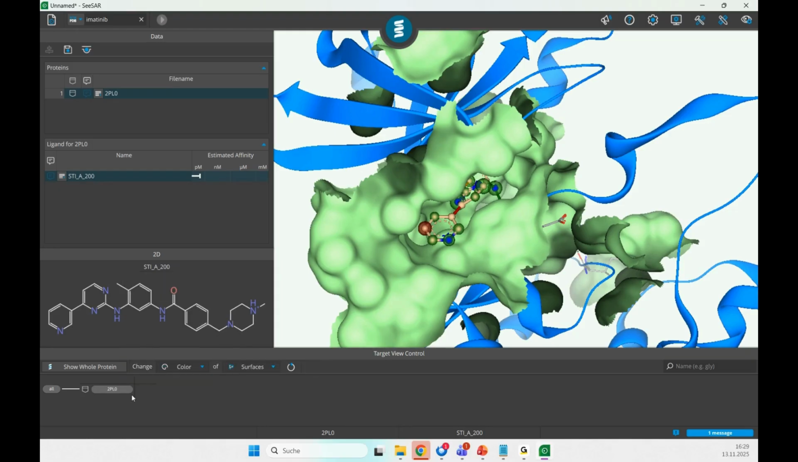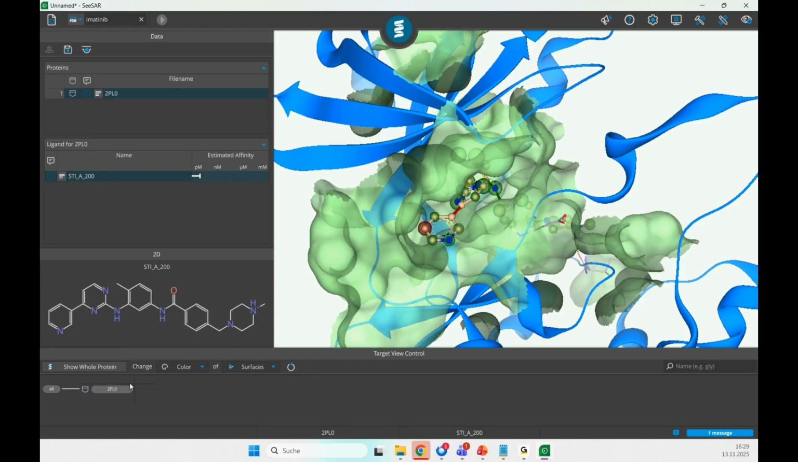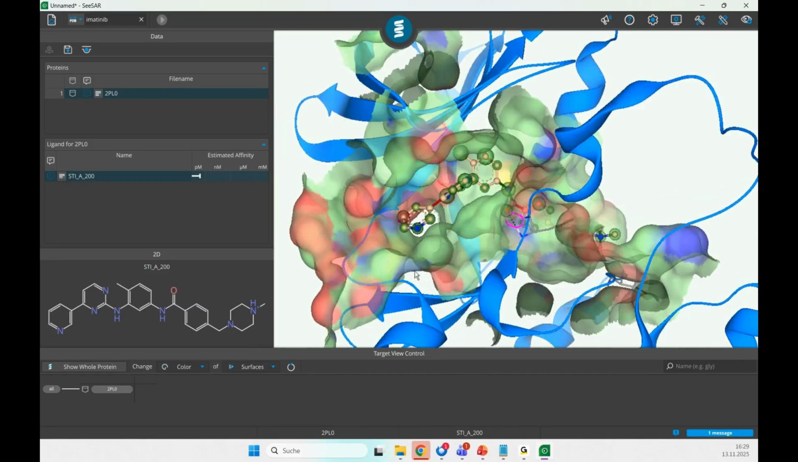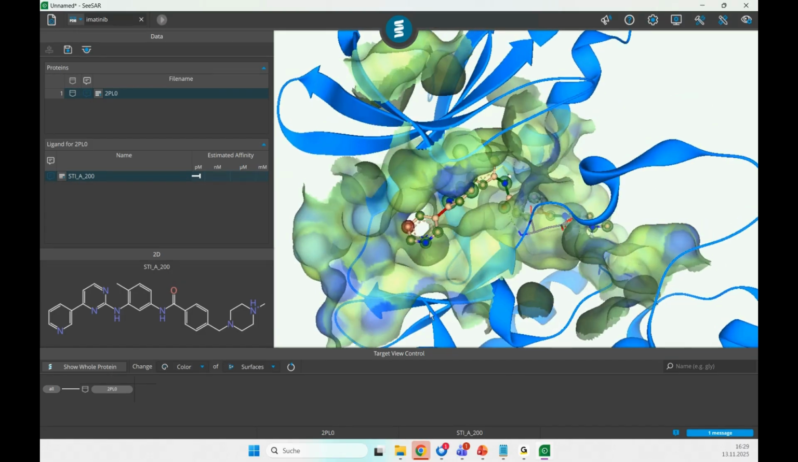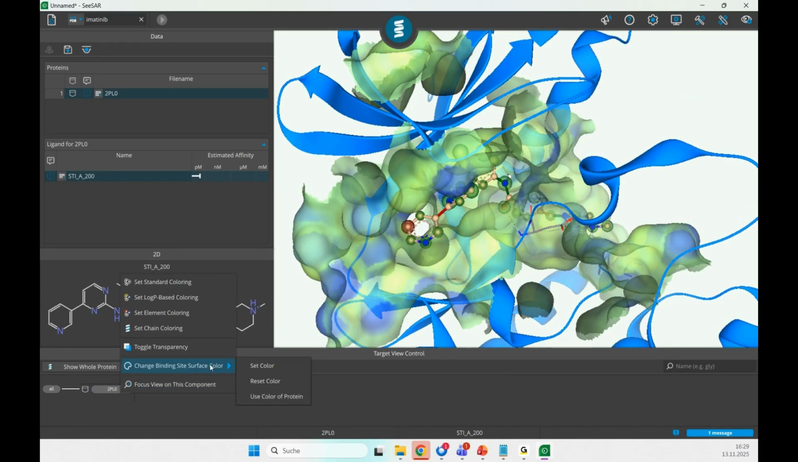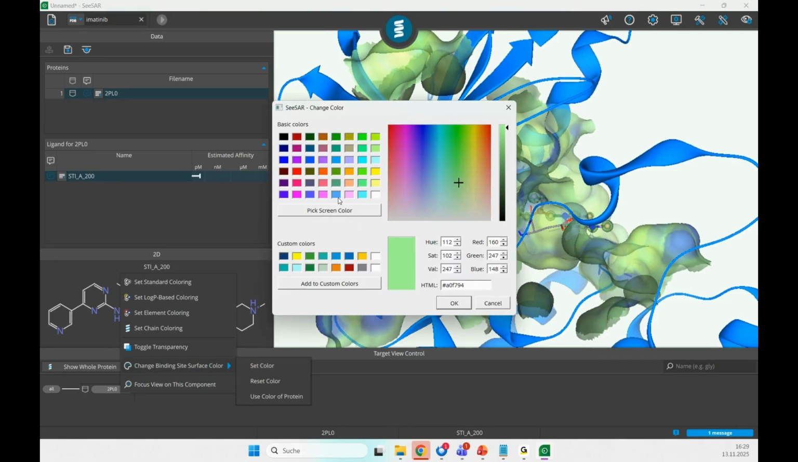the transparency here. You can also color it as you like on element coloring: red for oxygen, blue for nitrogen, yellow for sulfur. You can also color it based on logP distribution within the binding site, or use your own individual coloring, like, I don't know, something like this or this.